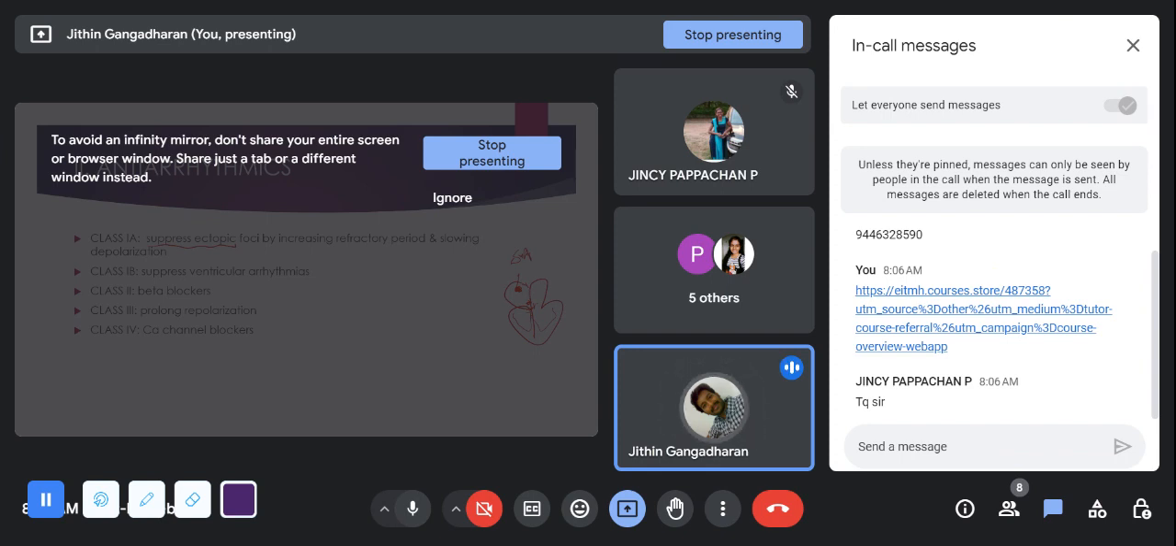Class 2 drugs are the beta blockers, or beta adrenergic blockers. You might have heard about these beta blockers, right? Beta blockers are antihypertensive medicines also. Atenolol, propranolol, metoprolol, all these are beta blockers. What is the function of this? It will decrease the BP. That's why it is given as an antihypertensive drug also.